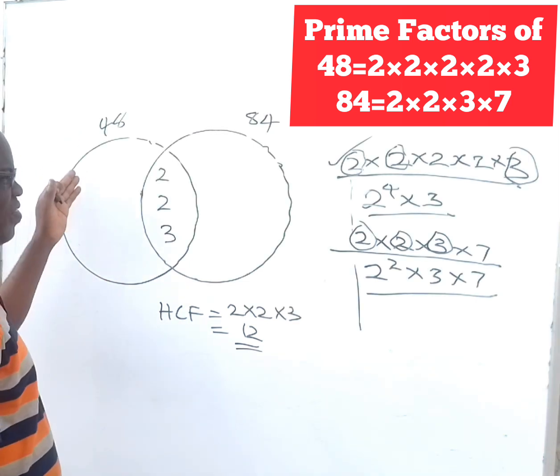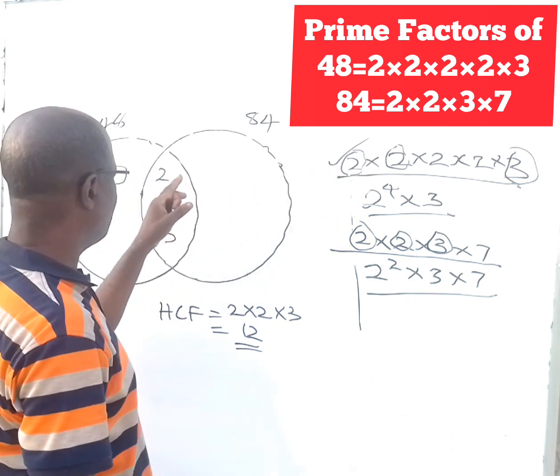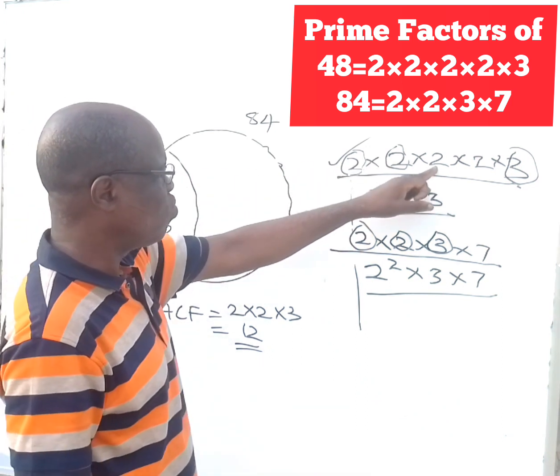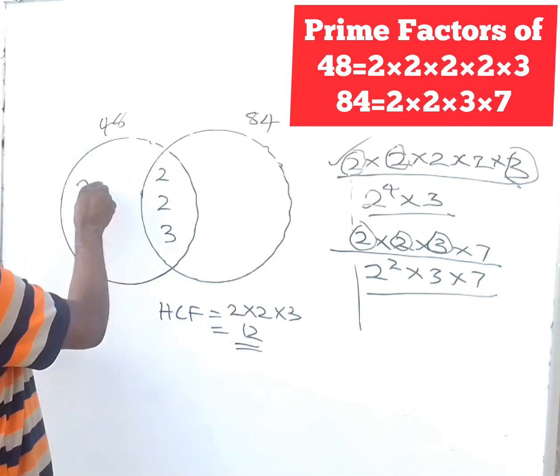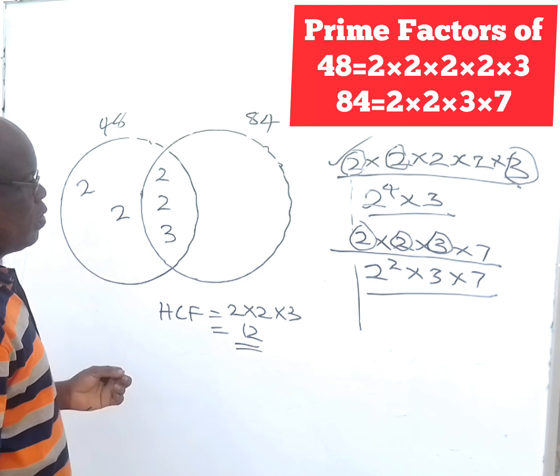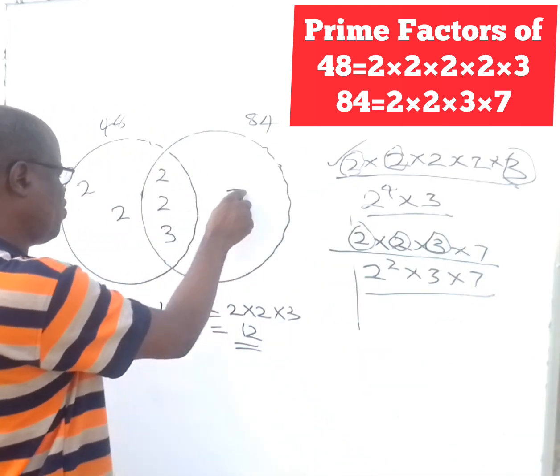Now for the LCM, we want to complete the circle. This is 2, 2 here is common, 2 also is common. Now we have 2, 2 that is left for 48. So we now write those 2 here, 2, 2. Then here for 84, you have 7. So you have 7 here.